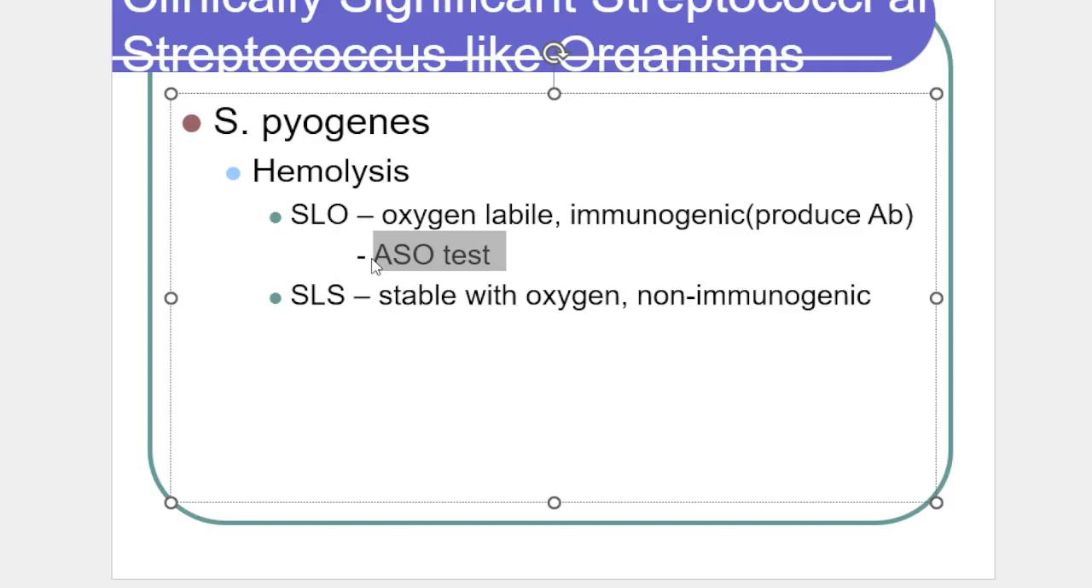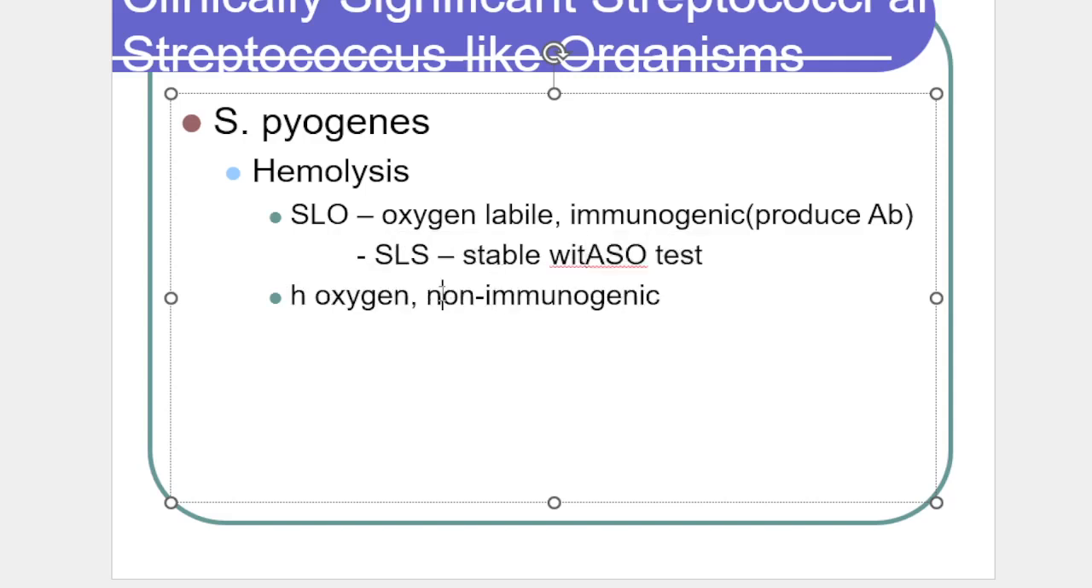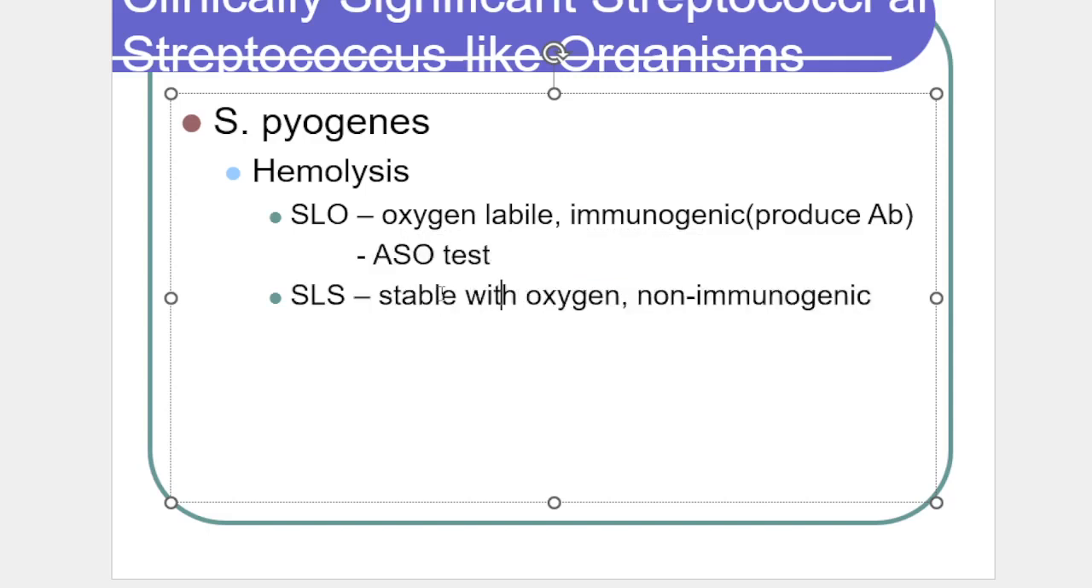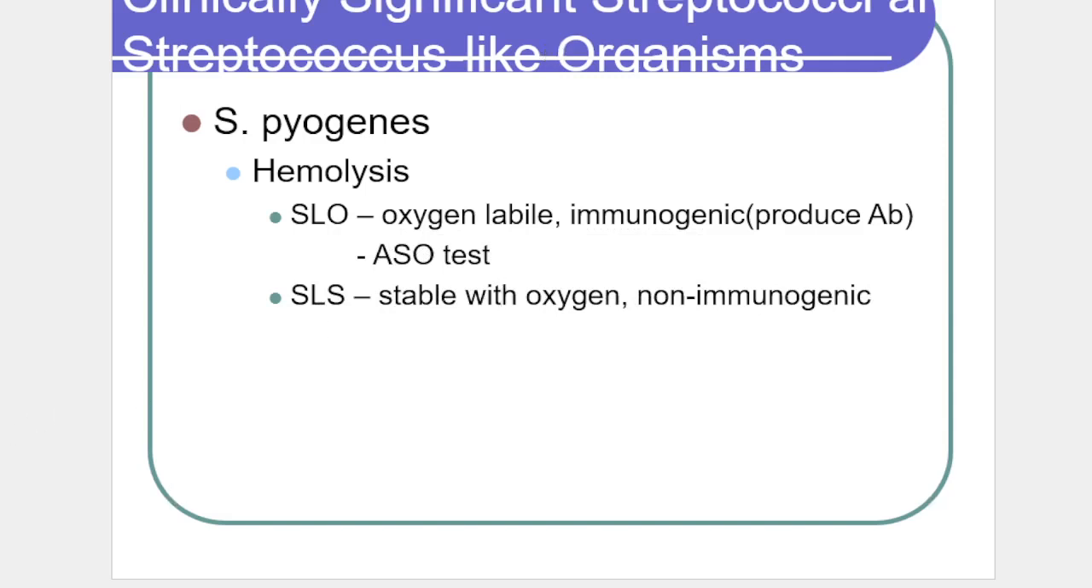As for SLS, streptolysin S is stable with oxygen. Okay, S for stable. But it is non-immunogenic, which means it does not trigger the production of antibodies. So, only SLO does the triggering. That's why the antibodies produced by the body are directed only to streptolysin O.